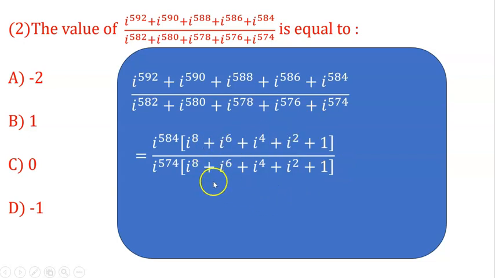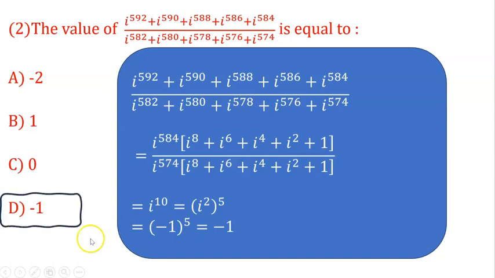Now these two brackets will get cancelled, and therefore by law of indices, i raised to 584 upon i raised to 574 means i raised to 584 minus 574. Then you will get here i raised to 10. And i raised to 10 means what? i square bracket raised to 5. i square is minus 1. Minus 1 raised to 5, again it is an odd number, and hence you will get here minus 1. And hence option D is correct here.